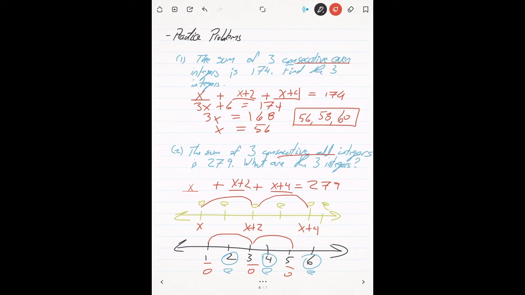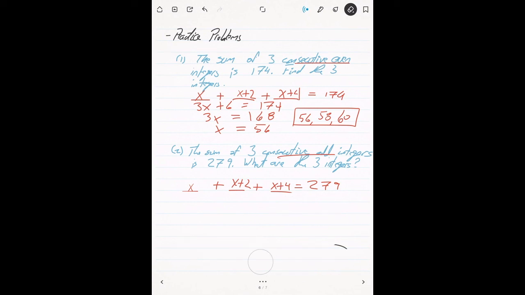Evens and odds are all spaced out the same. You've got to skip over the next number. So you can see why drawing this number line here is pretty helpful for us to visualize what's going on, to visualize how we need to actually structure this pattern. So let's add these together. We get 3x plus 6 is equal to 279. If I subtract 6 from both sides, let's see, 279 minus 6 is 273. And if I divide by 3, let's see, 3 goes into 27 9 times, and it goes into 3 once. So x should be 91, and that works out.